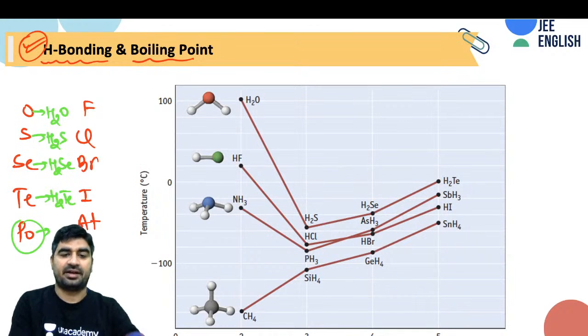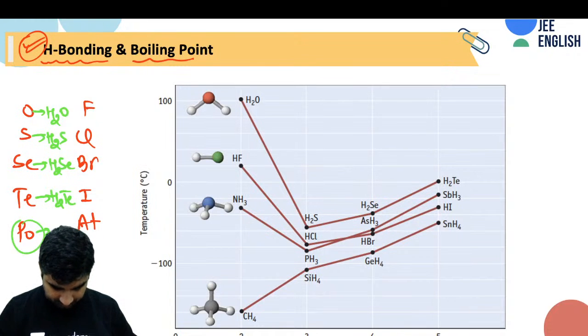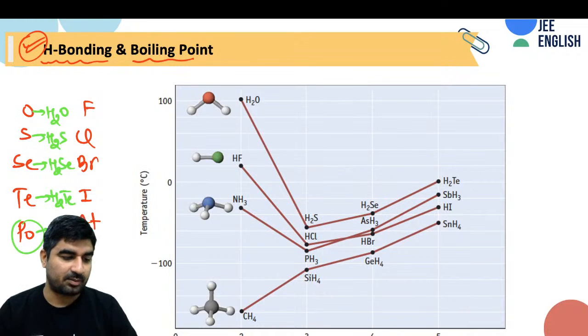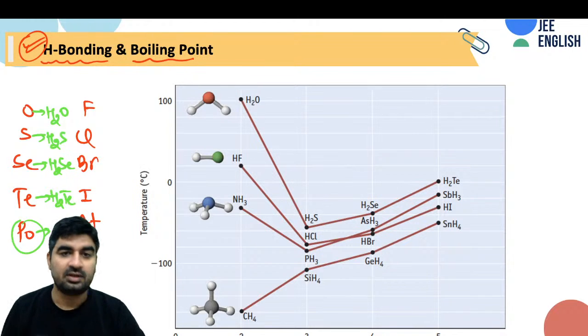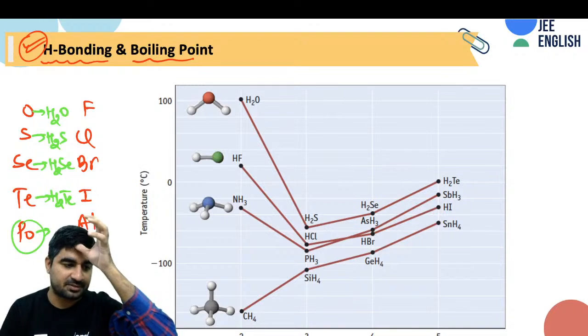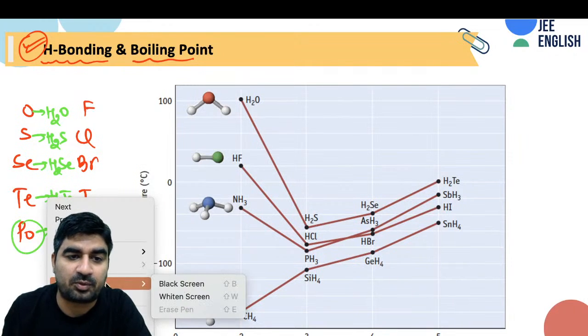So let's discuss it again. Just look at this diagram. Yes, now this issue has been resolved, guys. So when we are talking about it, now let me tell you one more point here.